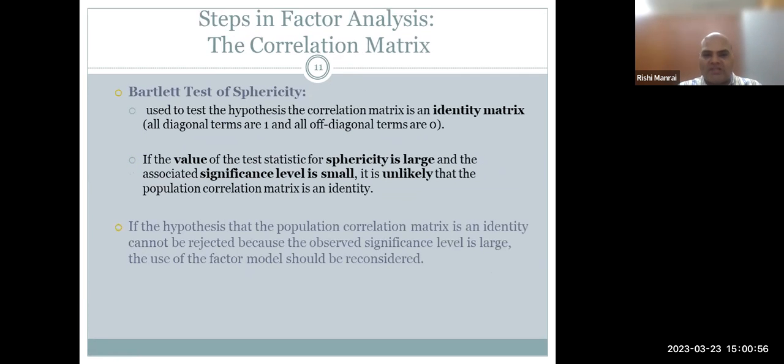So how do we check this? There is a test called the Bartlett test of sphericity. This test is used to test the hypothesis that the correlation matrix is an identity matrix.